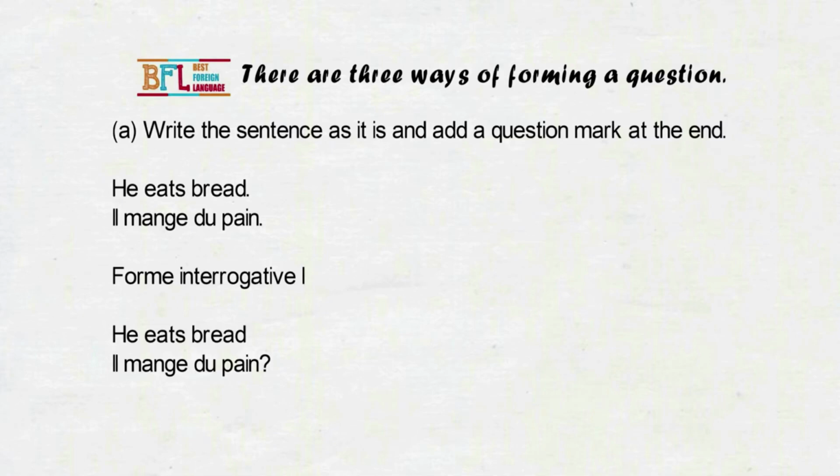So there are three ways of forming a question in French. The first way is to write the sentence as it is and add a question mark at the end. It's called an expression form. Like he eats bread. It's the simple form here. He eats bread, like in English. So Il mange du pain. Il mange du pain. See, it's an expression form. You just have to express yourself.